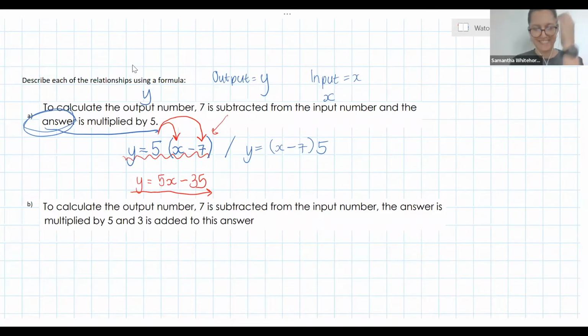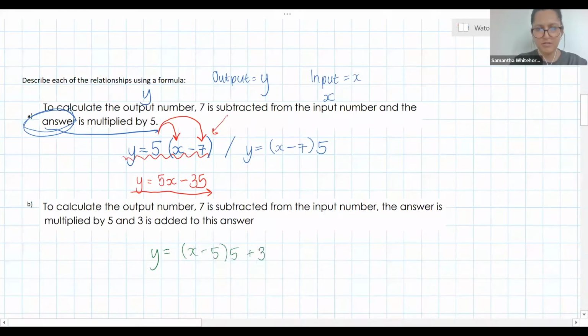Ma'am, I said y equals in brackets x minus 5, close brackets, 5 plus 3. Yes, ma'am. Why 5 if we want to subtract 7? Ma'am, isn't it they said the answer is multiplied by 5? Yeah, but where you put 5, I said it's 7. Oh, X minus 7. Thank you. Right, I wasn't listening properly. Well done.